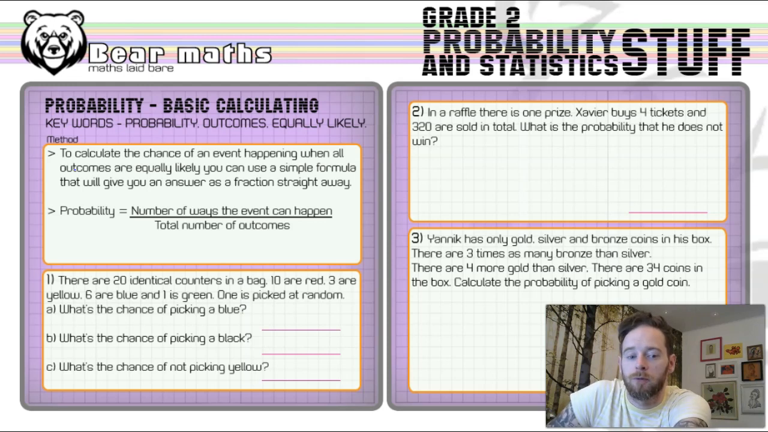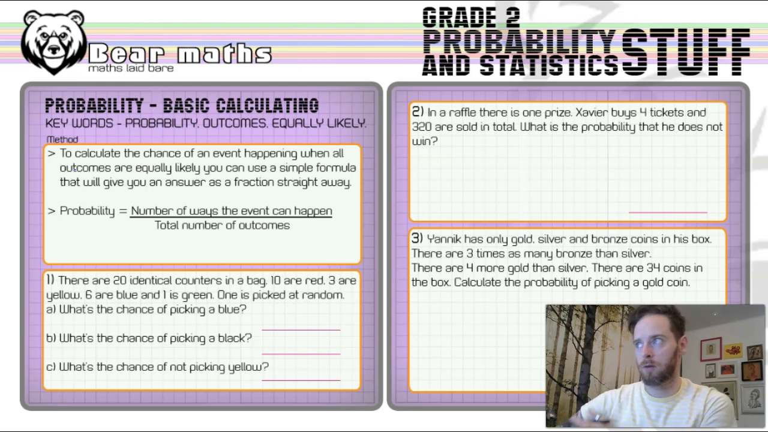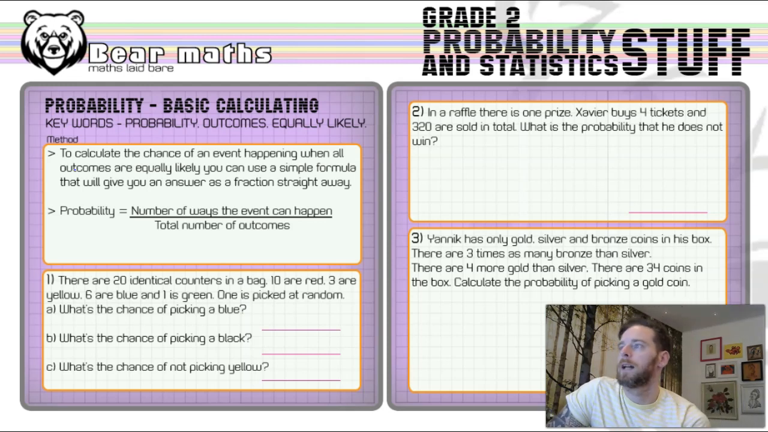Probability, as I've mentioned before, is the chance of an event happening. Outcomes are the result of an event or the result of an experiment. And equally likely means that one thing has the same chance of happening as something else does.